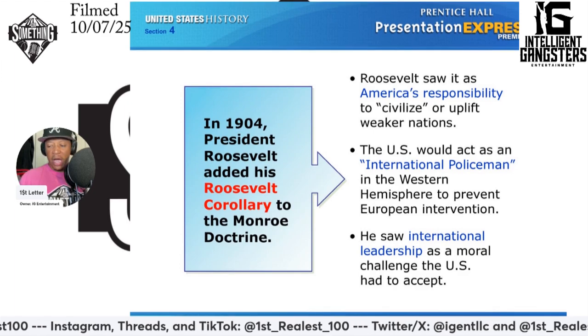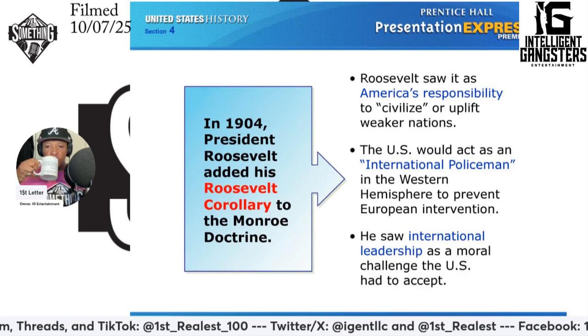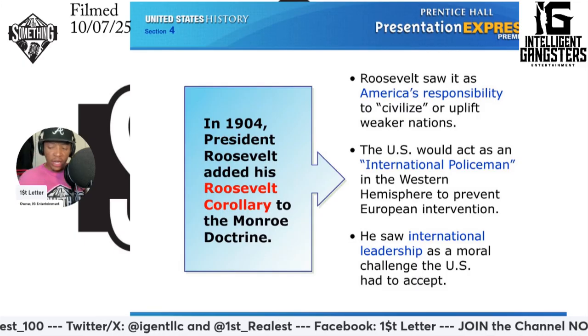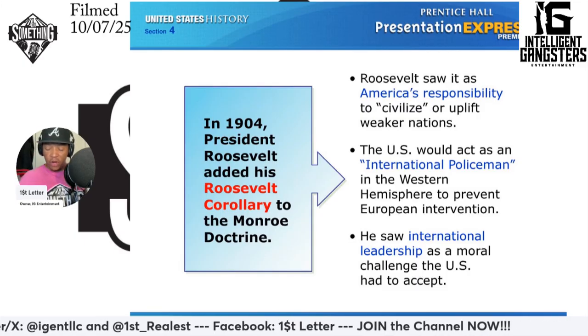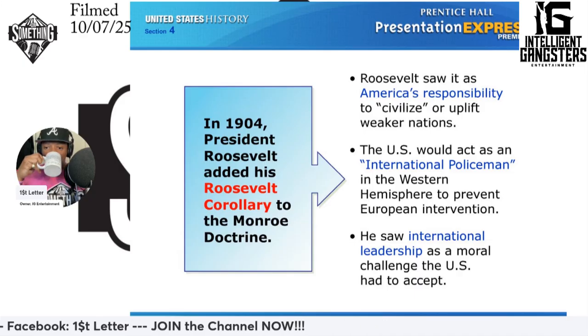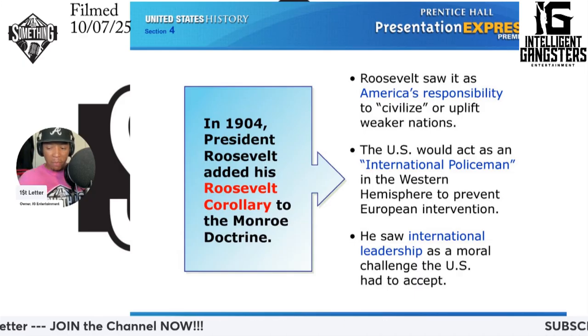He saw international leadership as a moral challenge the U.S. had to accept. Now, let me sip some drink real quick. Coffee. Yeah, I know your boy don't drink no more. Don't drink alcohol no more. You know what I'm talking about? And this is decaf coffee. My daughter don't play with me.